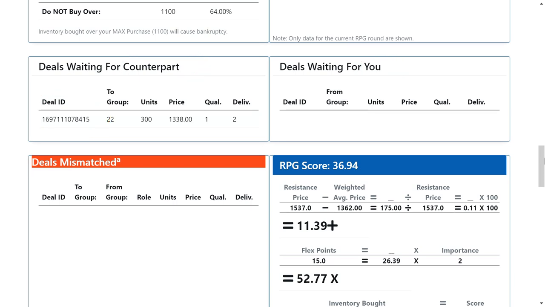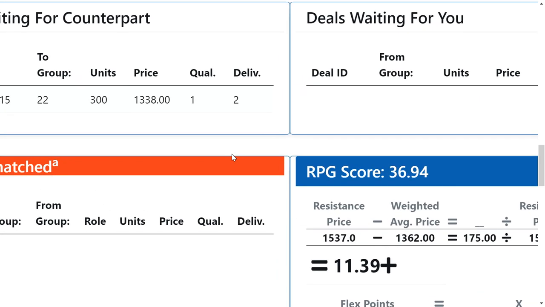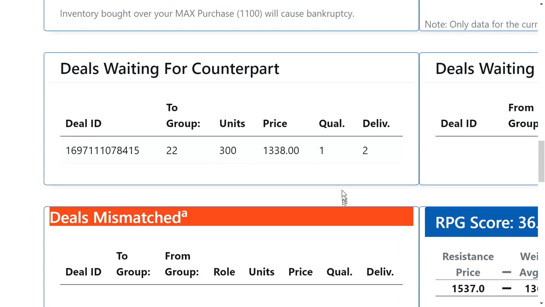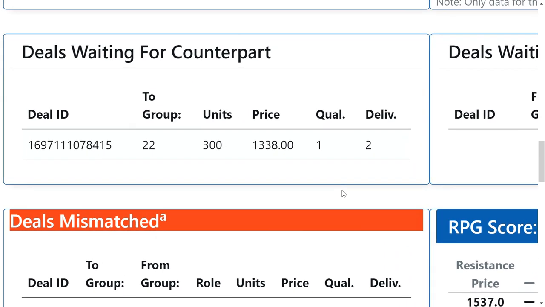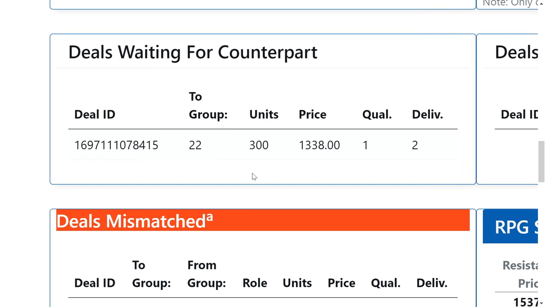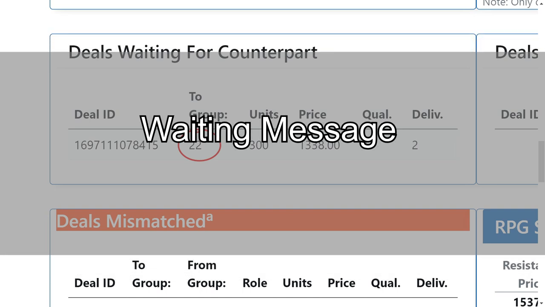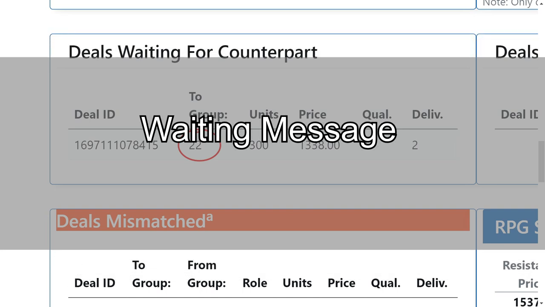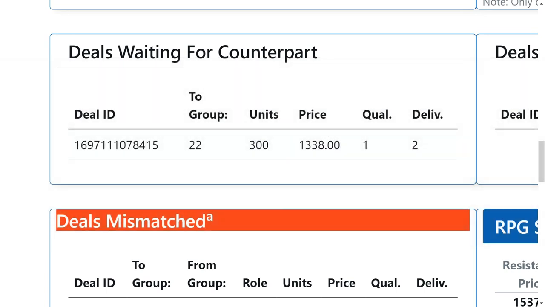Let's take a closer look at this first one. Let's say that I sent a deal, and I'm waiting for the other group to respond. I sent the deal to group 22 right here. Group 22 has not responded yet, so I'm waiting. What happens when they respond? This will disappear and it will become a completed deal. But until then, I need to wait for them.